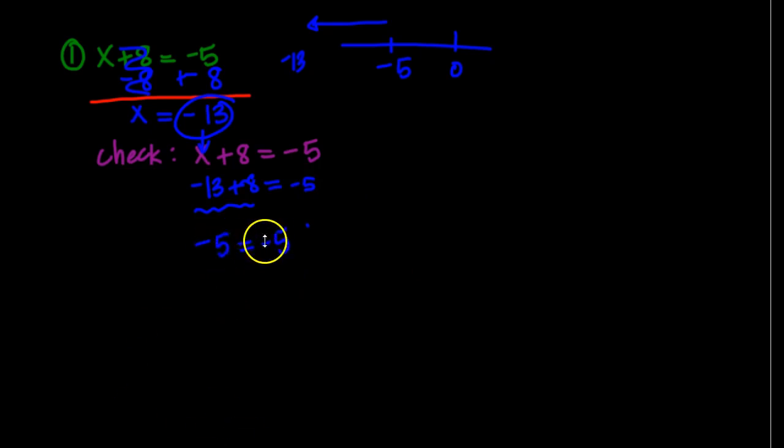All right, so this does check. Negative 5 is equal to negative 5. So we can move on to problem number 2. And we're going to do one more together, and then I'm going to let you try some without me.